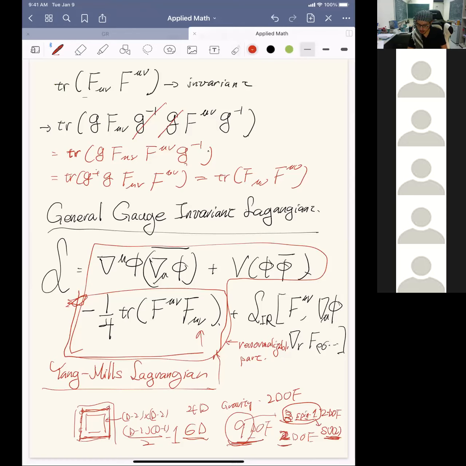So spin 2 has 2 degrees of freedom. Spin 1 has 2 degrees of freedom. So what is massless but has 1 degree of freedom? Anybody? Spin 0. Good, very good. Spin 0. So the scalar case will have 1 degree of freedom.